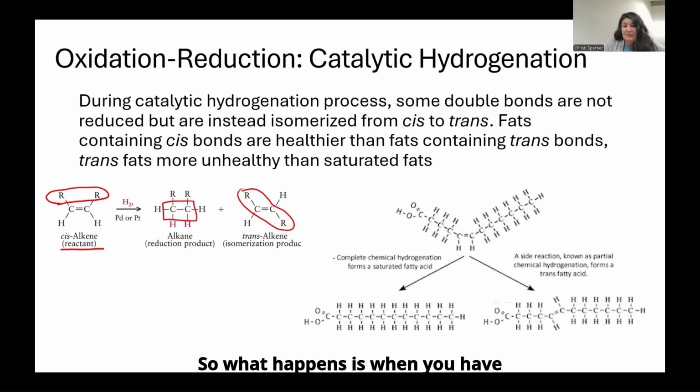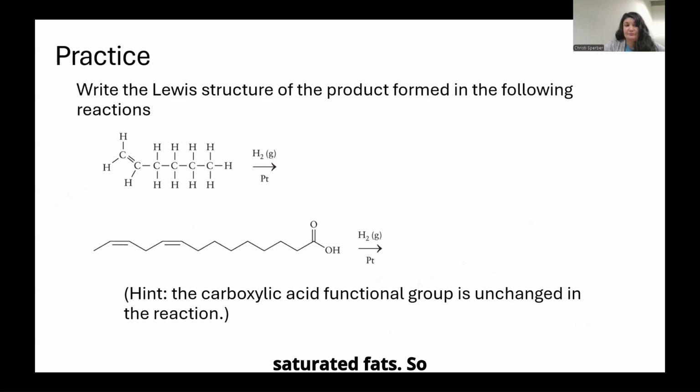So when you have complete chemical hydrogenation, you form a saturated fatty acid. Remember, alkanes are saturated hydrocarbons, so it's all carbon-carbon single bonds. But you get the side reaction known as partial chemical hydrogenation, and you get the trans fatty acid. Remember, trans fatty acids are more unhealthy than saturated fats.